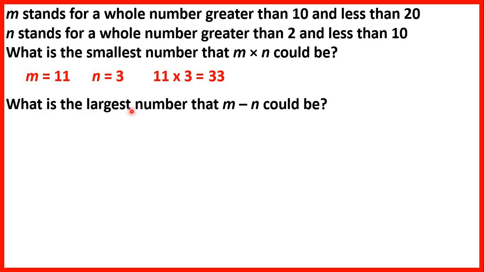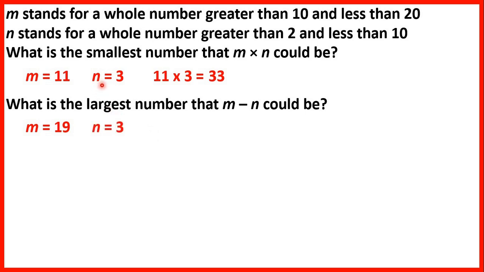Now, what is the largest number that m minus n could be? This time, we want to make m as large as possible, because we want the largest possible difference. So we know that m has to be less than 20, so the largest number that m can be is 19. But n we want to make as small as possible, because if we have a number and we don't subtract as much, our answer will be larger.